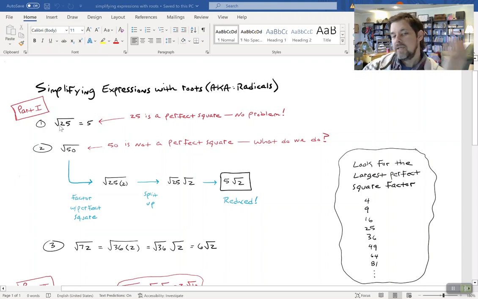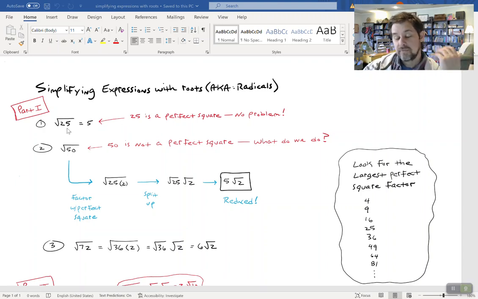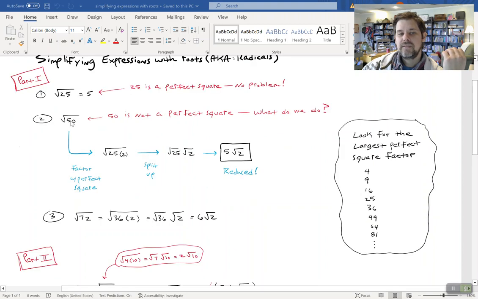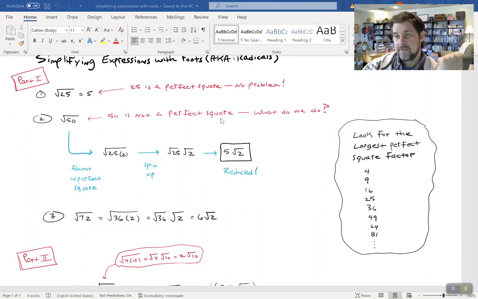So first, say we had something like square root of 25. Square root of 25 is no big deal because 25 is a perfect square. Square root of 25 is 5 because 5 squared is 25. Okay, so no controversy with that sort of thing. But when we get something like square root of 50, and say 50 is not a perfect square, like, square root of 50 is probably about 7, but I don't know. It's not a nice round number, so there's nothing I can do with it on its own.